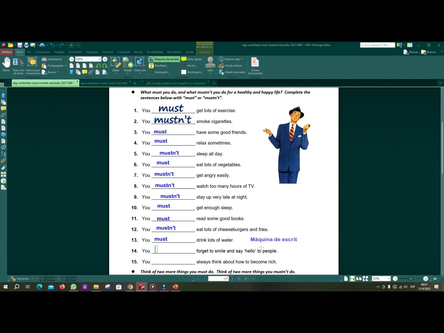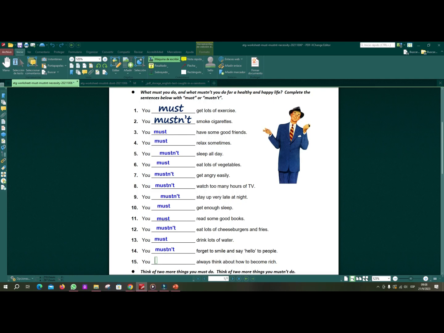Nice. What about 14? Forget to smile and say hello to people. What do you think about that one, Mr. Josue or Mr. Ruben? Tell me. Must or mustn't? Mustn't, yes, right? You mustn't forget to smile and say hello to people, to greet them, good morning, right? That's very important.